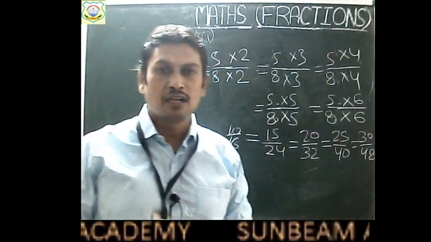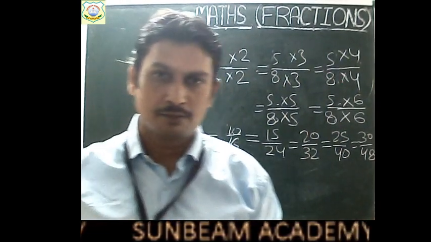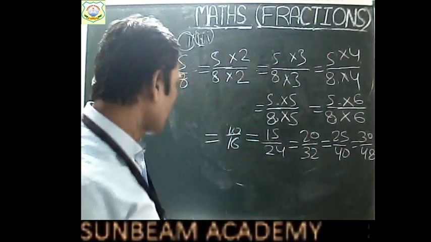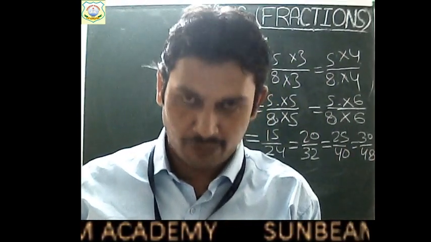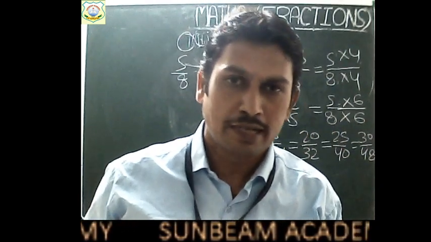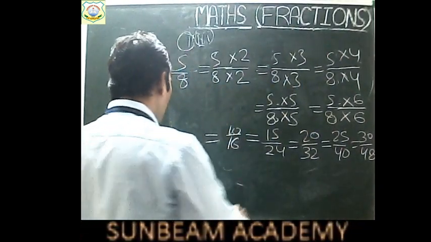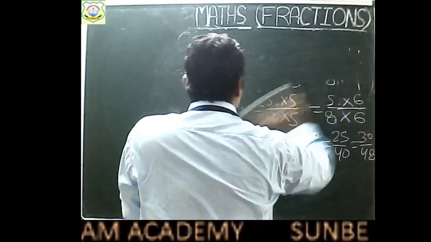So all of these are the fractions which are equivalent to 2 by 3, right? So I think children, in this way you people can solve the other parts by yourself. So I am moving to the second question now, right? So children, what is the second question? All of you read the second question in your book.